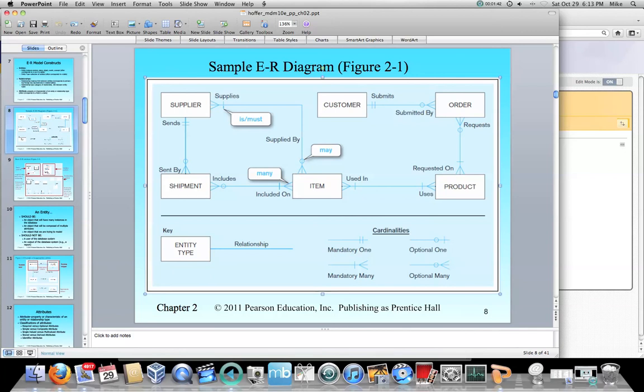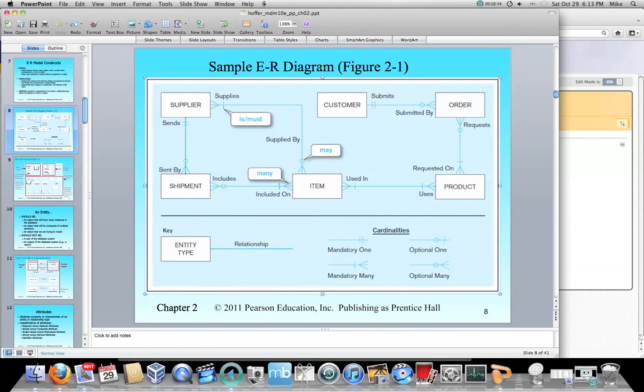Whereas opposite of that, you see sent by. So that means a shipment is sent by a supplier, and a supplier can send many shipments, but I can have a supplier record that is never associated with a shipment. So the circle is optional, the crow's foot means many. And you can see that throughout the sample ER diagram with the little balloons that tell you things.